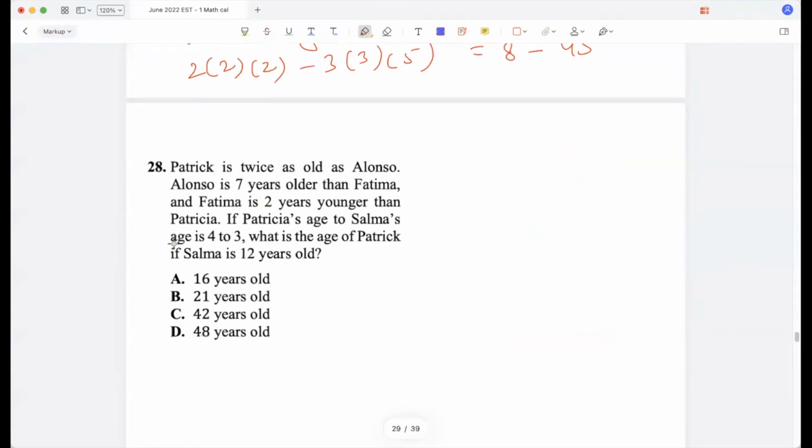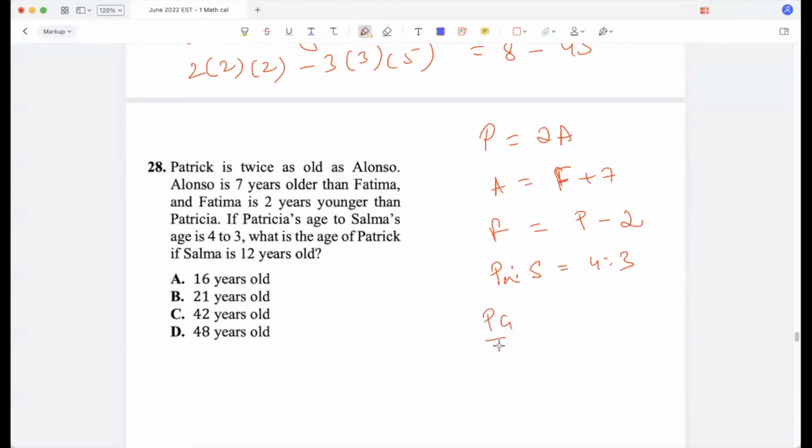Patrick is twice as old as Alonso. Alonso is 7 years older than Fatima. Fatima is 2 years younger than Patricia. And Patricia to Salma is 4:3. Okay. Salma is 12.